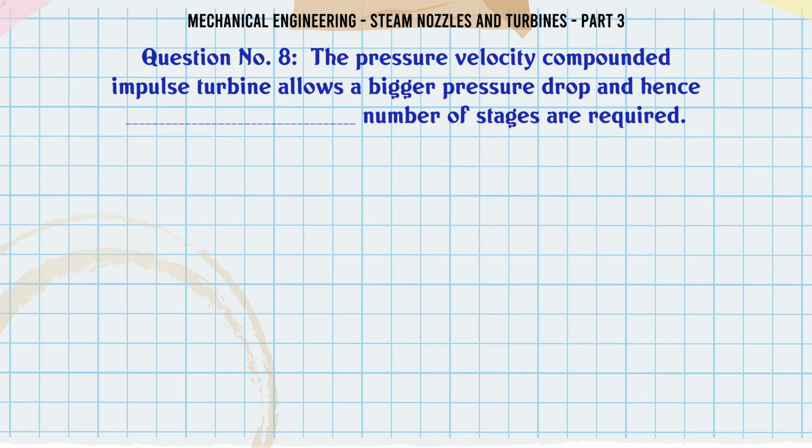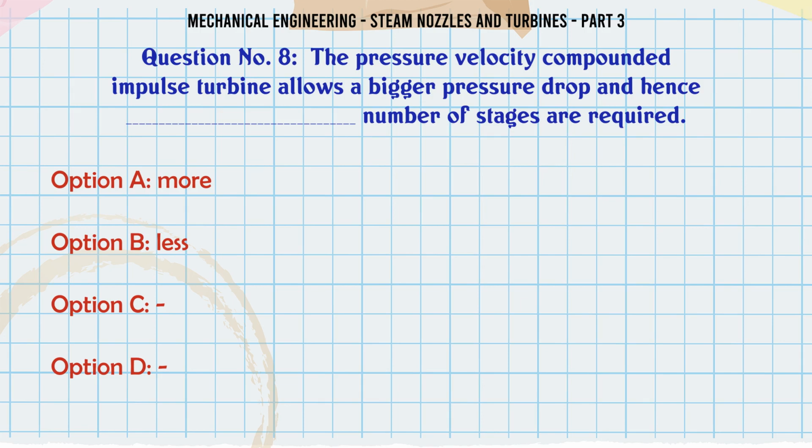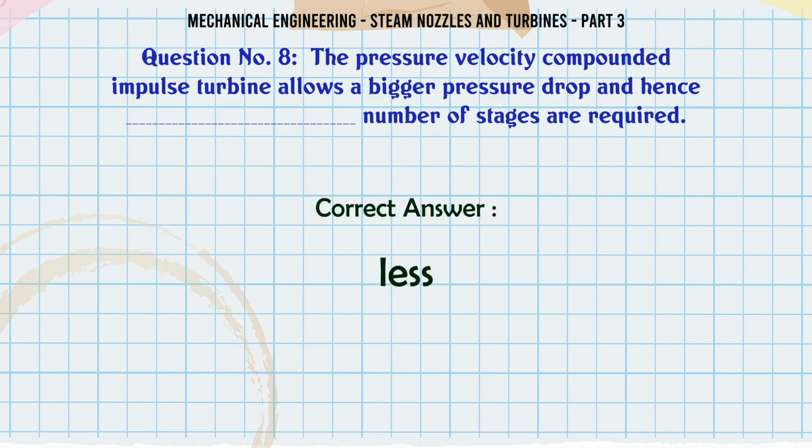The pressure velocity compounded impulse turbine allows a bigger pressure drop and hence number of stages are required. A. More, B. Less, C. D. The correct answer is less.